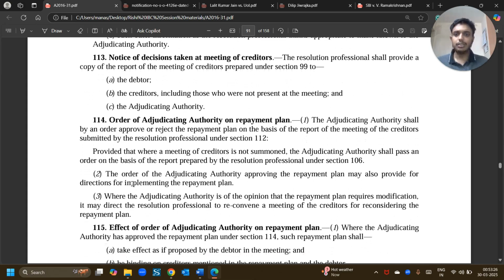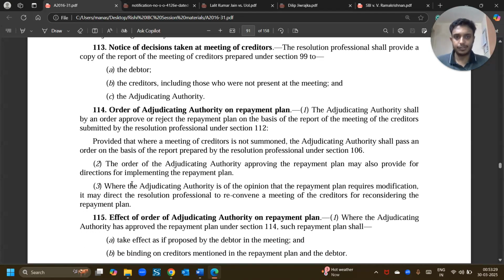Section 113 deals with notice of decisions taken at the meeting of creditors. It says the RP shall provide a copy of the report of the meeting of creditors prepared under section 99 to the following people. A. The debtor. B. The creditors including those who are not present in the meeting. And C. The adjudicating authority.